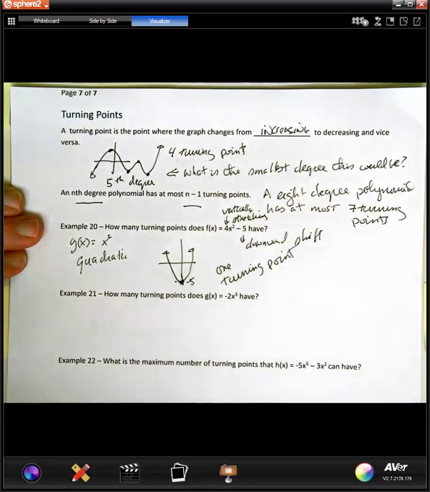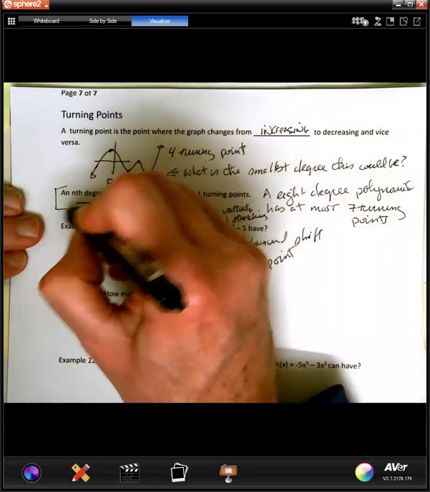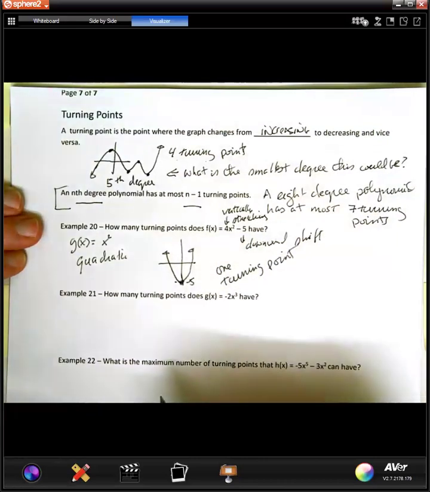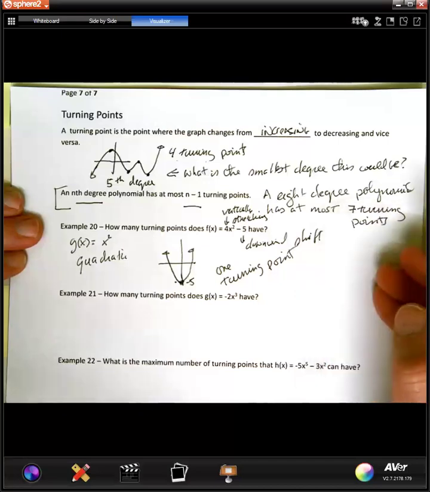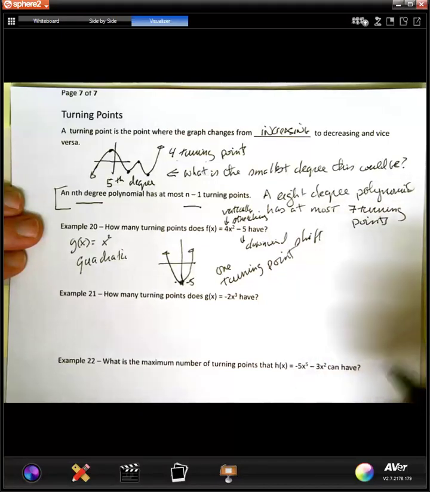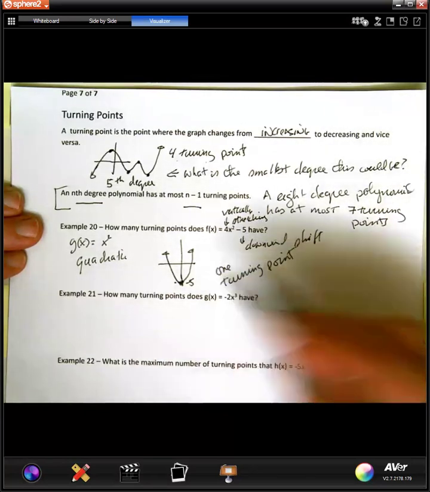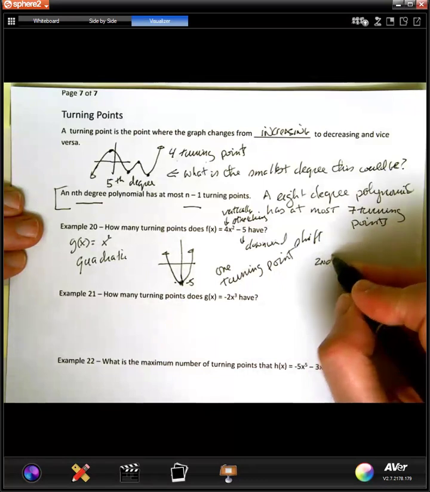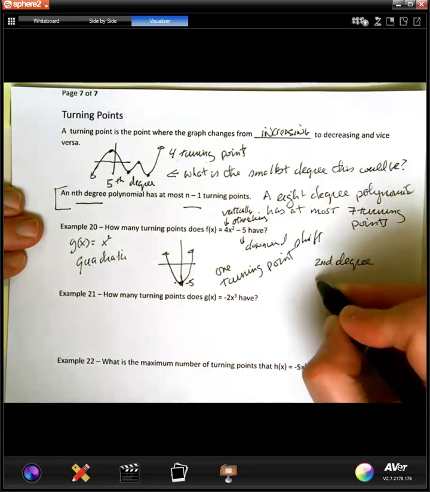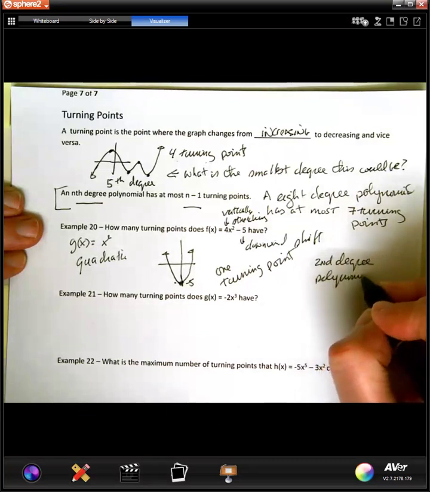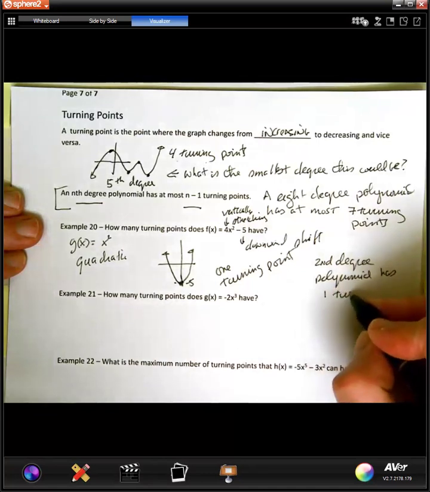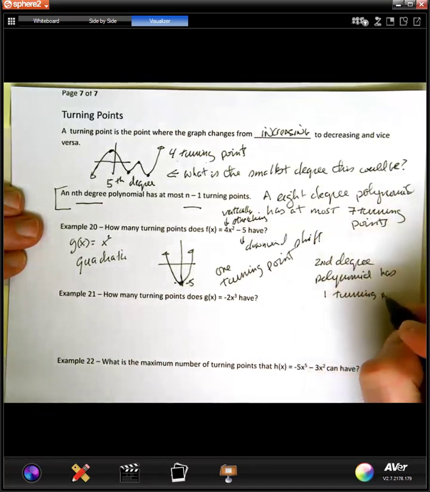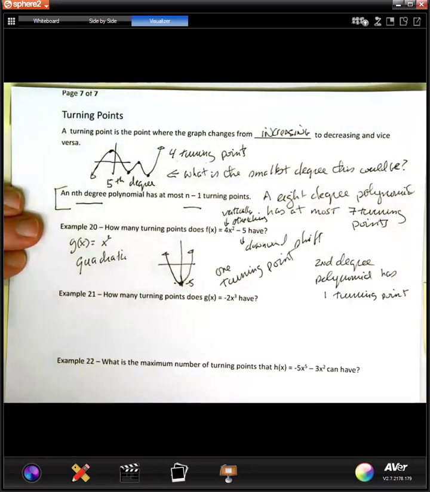So often people ask me, well, how do you remember this? I just use the quadratic as my example. So if I'm going, gosh, how many turning points does a blah degree polynomial have at most? I just go to this one. So notice the 2nd degree polynomial has 1 turning point. So that helps me remember this statement. But again, I can't emphasize enough, this is at most.